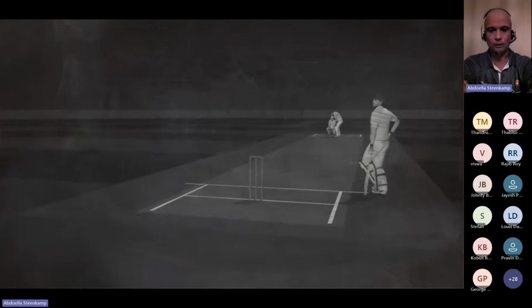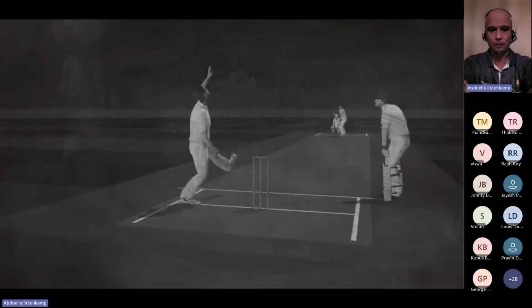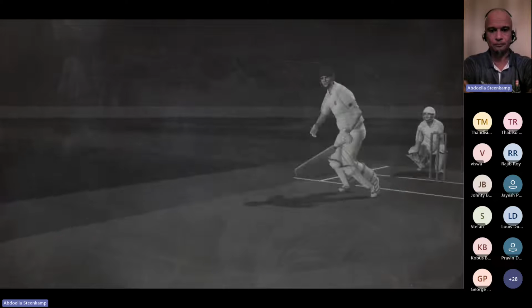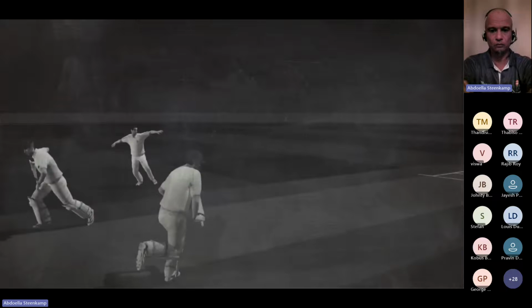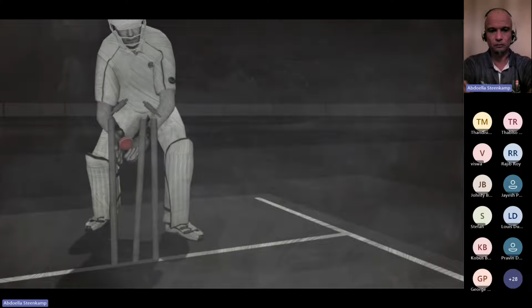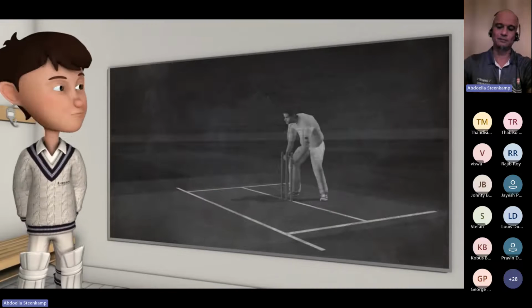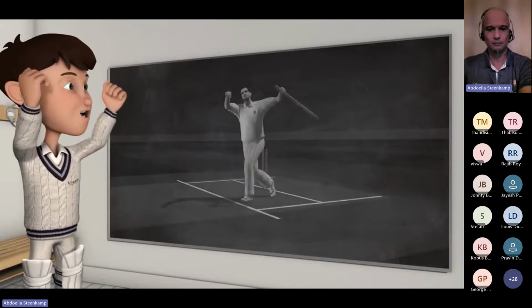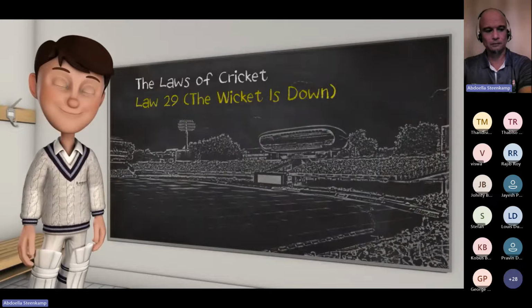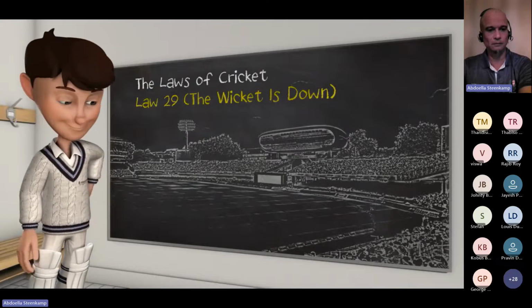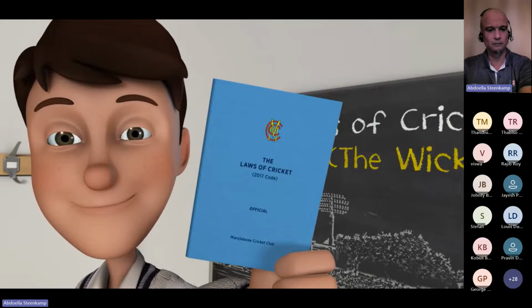The wicket is down at the precise moment that both ends of either bail are removed from the stumps. Right about now. Should you have further questions on this tricky subject, such as how to put the wicket down when one or both bails have already been removed, head over to Law 29 in MCC's The Laws of Cricket.